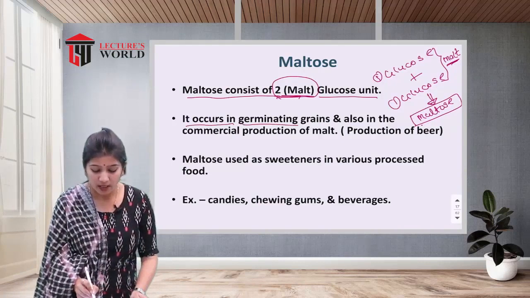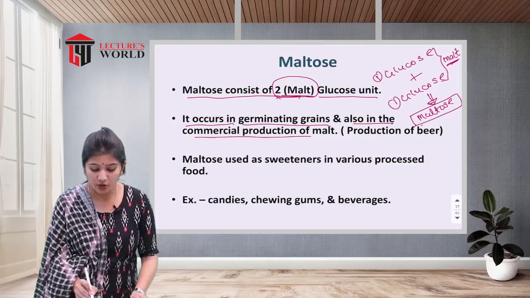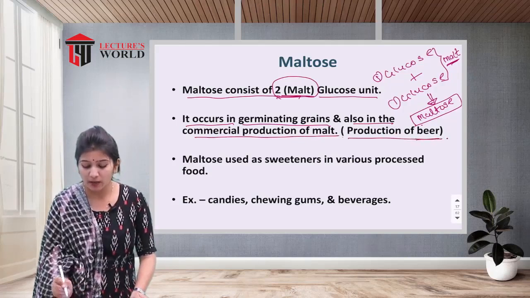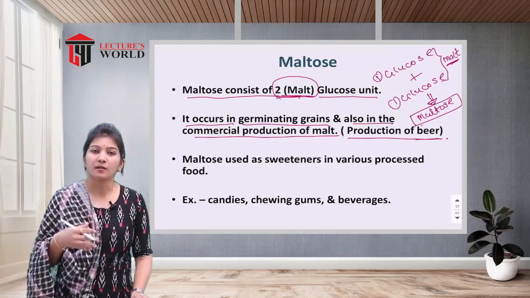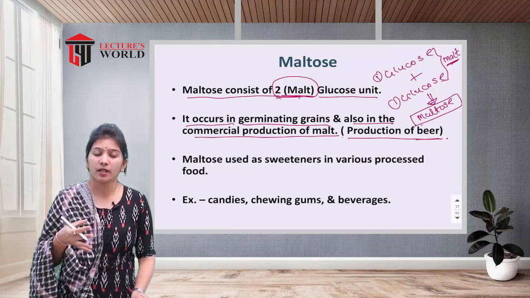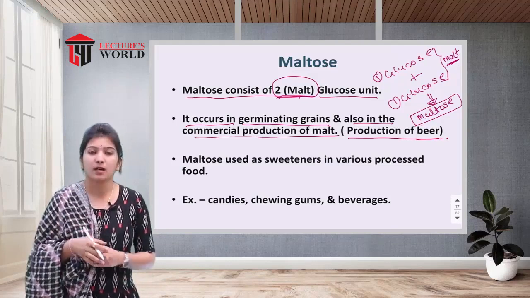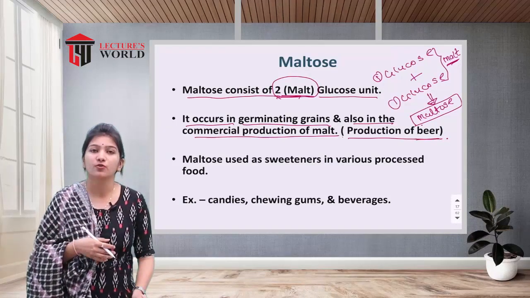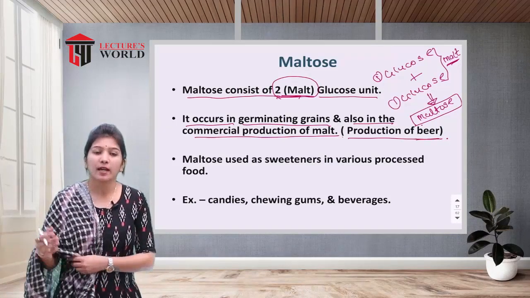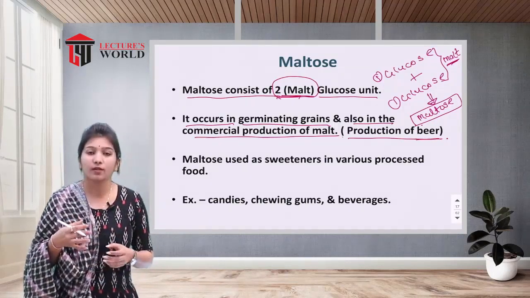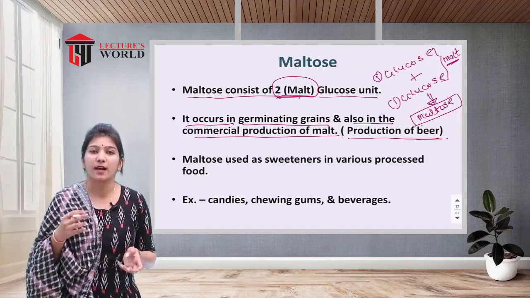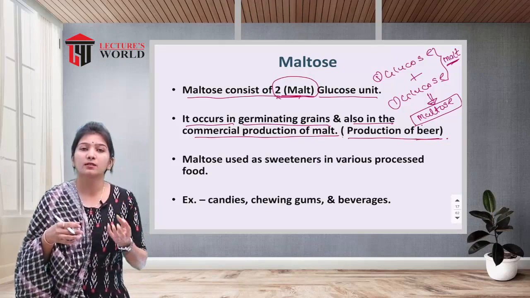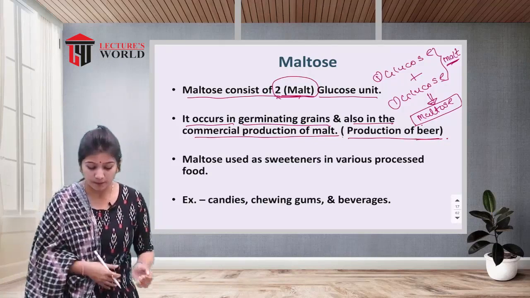It occurs in germinating grains and also in the commercial production of malt, and malt is also known as beer. So for the production of beer we are adding the maltose, or we can say the malt sugar. In any alcoholic drinks we are adding the sweetener, that is the maltose. Especially in the production of beer we are adding the sugar, and the name of that sugar is maltose. And maltose we are getting from germinating grains. Whenever the grains are germinating, whenever the grains are sprouting, during that time whatever we are getting, that is maltose.